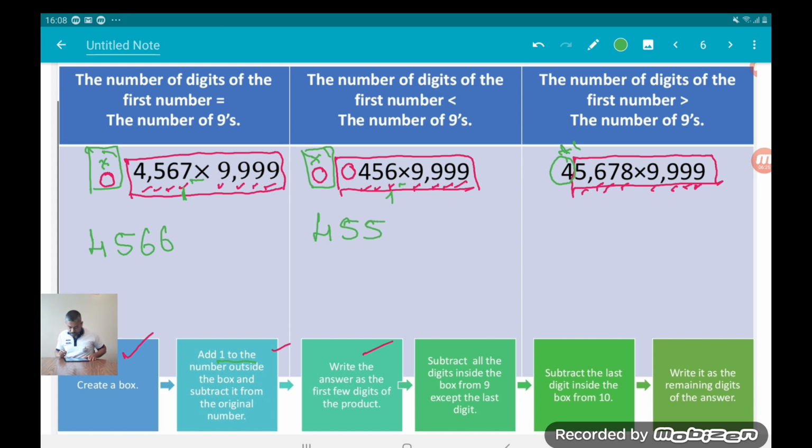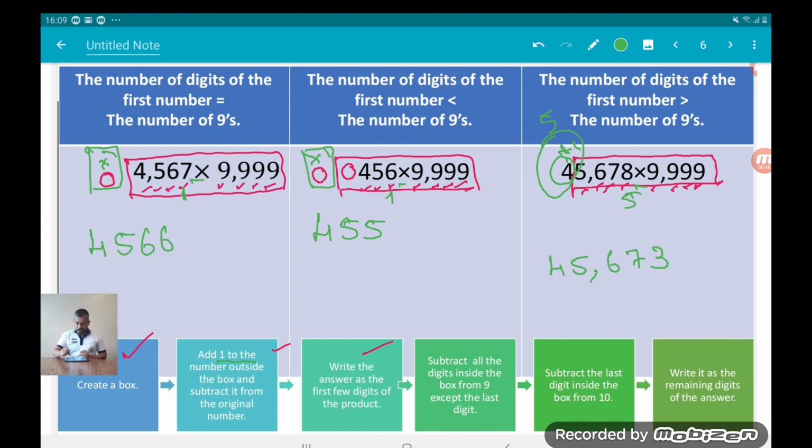And the next one, when you add 4 plus 1, we will get the answer 5. So you have to subtract 5 from 45,678. So what answer will we get? 45,673. We get the answers like this.